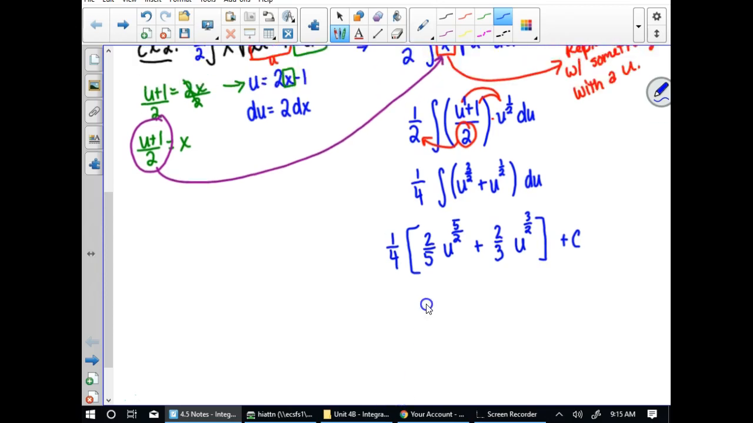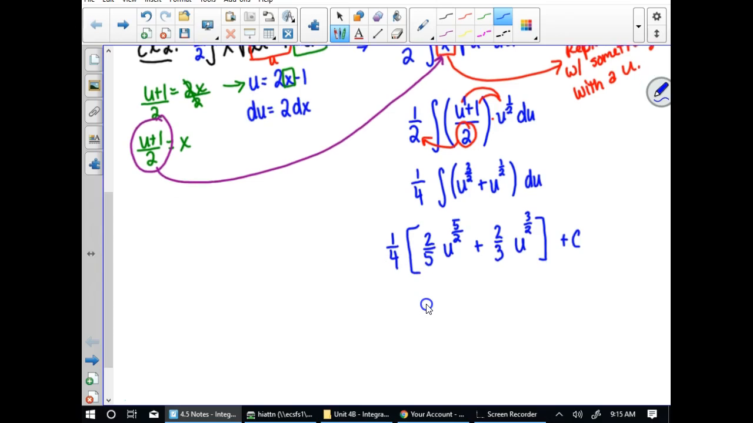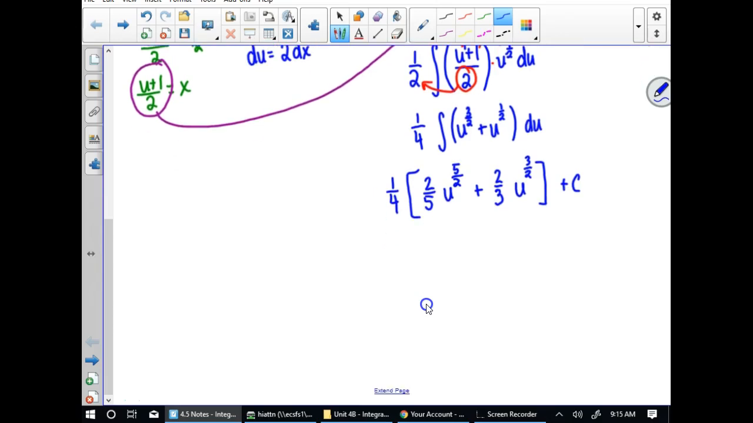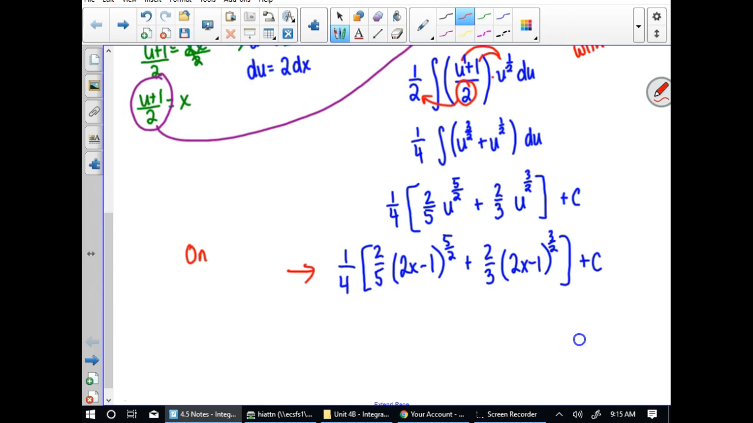Okay, we cannot leave it like this because we've got to have our x's in. So on free response, then we'll plug in our x. 2/5 will have (2x minus 1) to the 5/2 plus 2/3 times (2x minus 1) to the 3/2 plus c. On free response, leave it here.